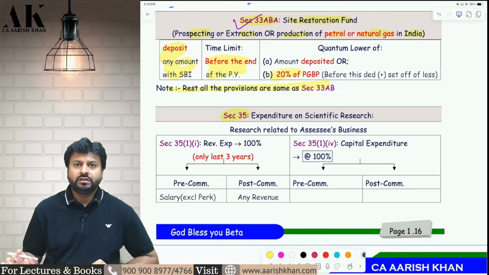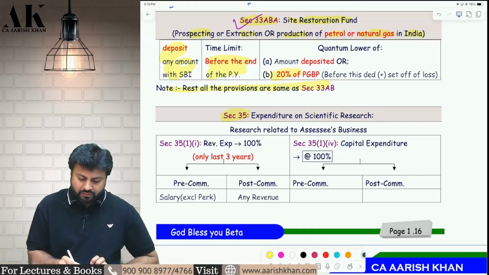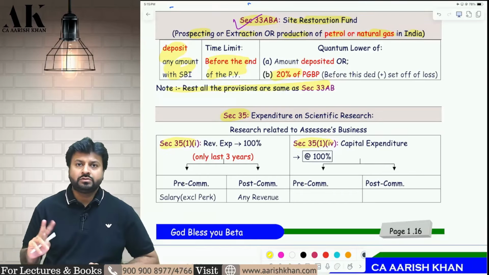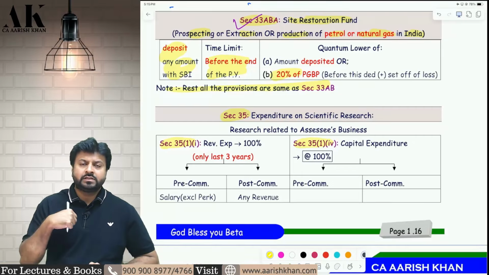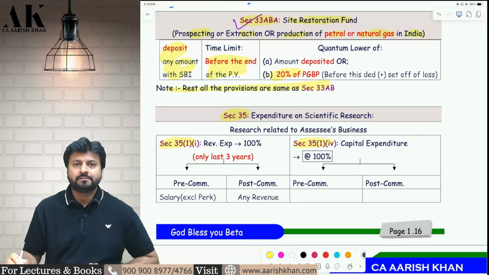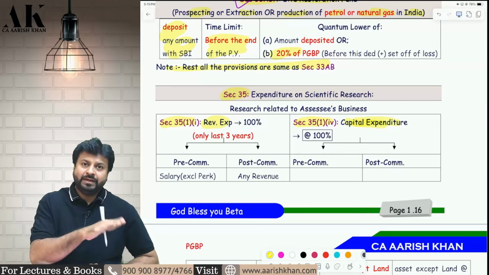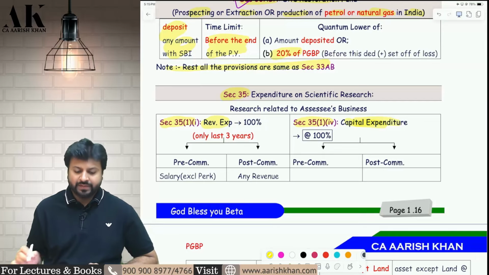Now, they have divided the section into 7 categories, and we are going to talk about all of them one by one. First, we are going to talk about 35(1)(i) and 35(1)(iv). What are 35(1)(i) and 35(1)(iv)? These two sections apply if you are doing scientific research in your business. If scientific research is a part of your business, then you are eligible for these two sections. 35(1)(i) is for revenue expense, 35(1)(iv) is for capital expenditure. So in pre-commencement, if I have done some expenditure, will that be allowed? Yes.